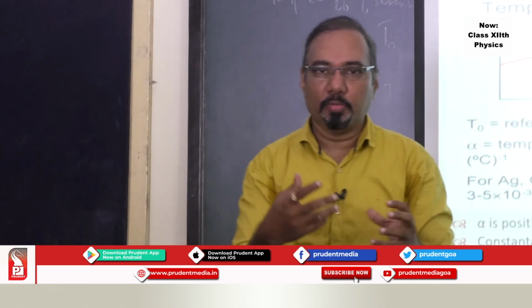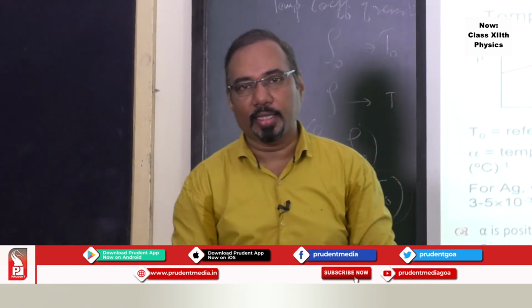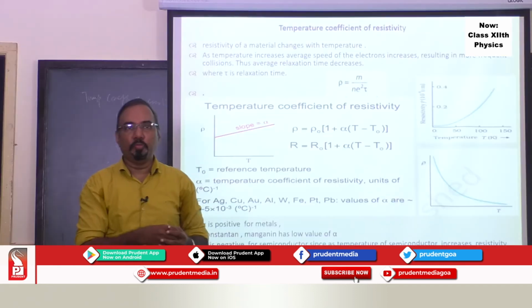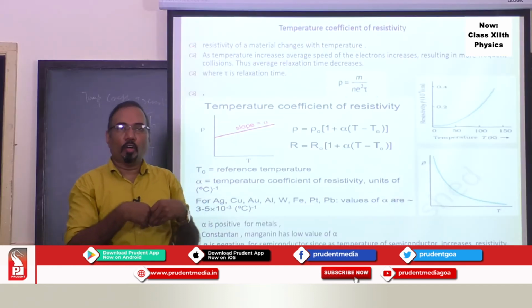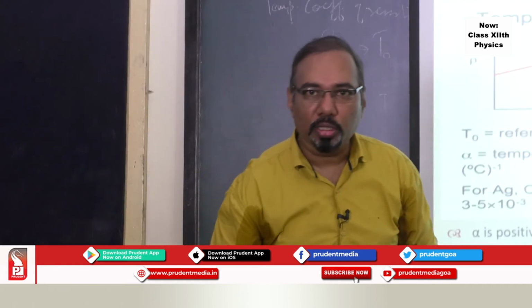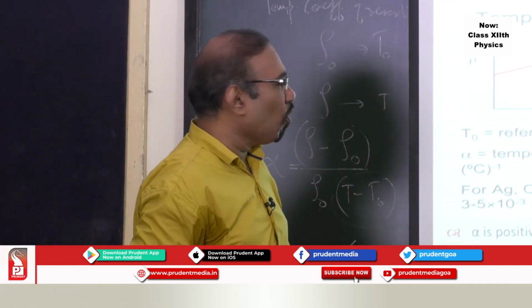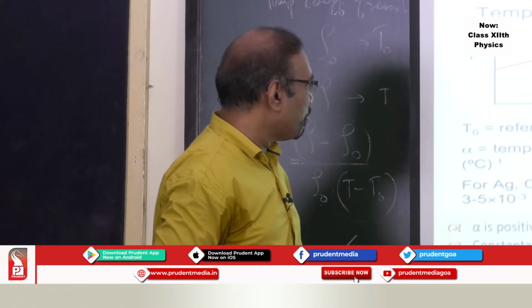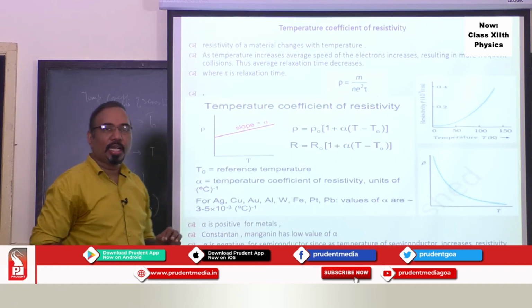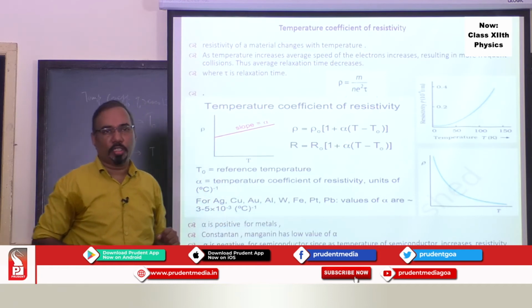Now, when you make resistances out of wire, we have to choose a material whose resistance should not change much. In that case, we choose a material which has a very low value of alpha, and we preferably choose what are called constantan and manganin, because they have a very low temperature coefficient of resistivity.